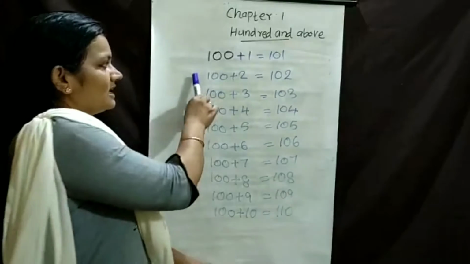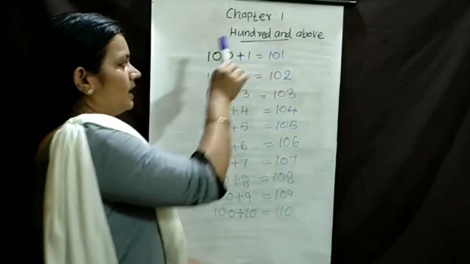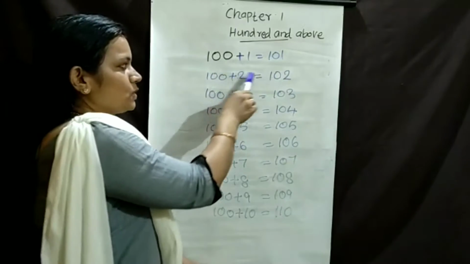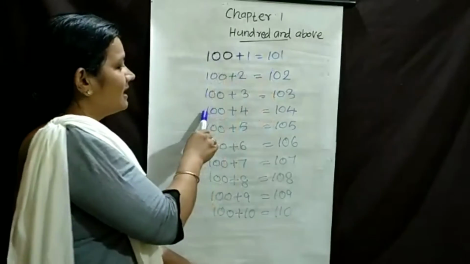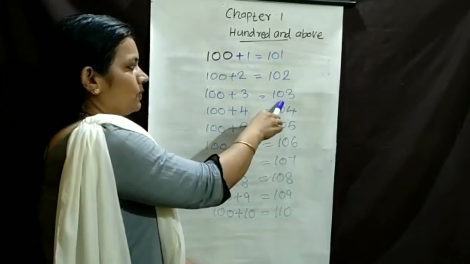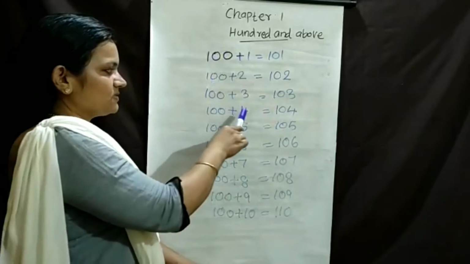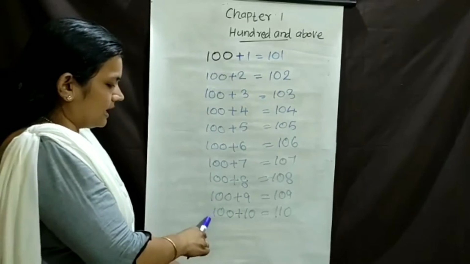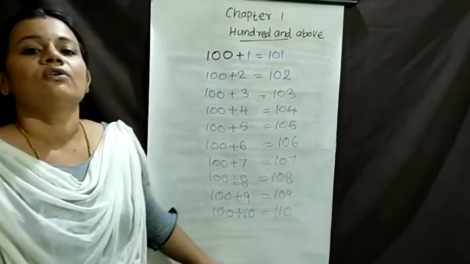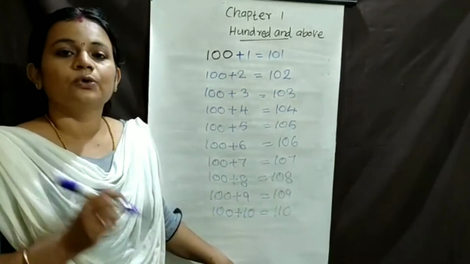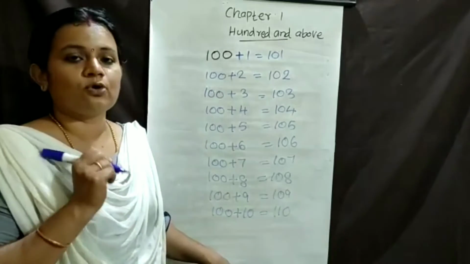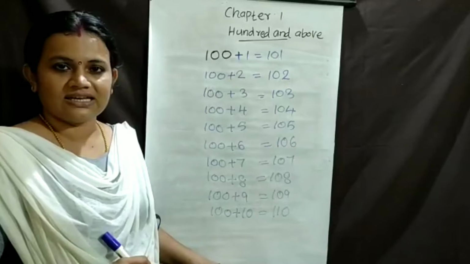100 plus 1 equal to 101. 100 plus 2 equal to 102. 100 plus 3 equal to 103. 100 plus 4 equal to 104. This goes on until 100 plus 10 equal to 110. Then you open your maths test book and do that activity.